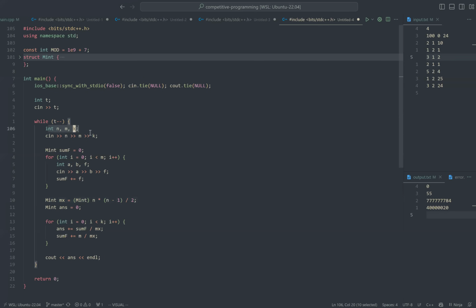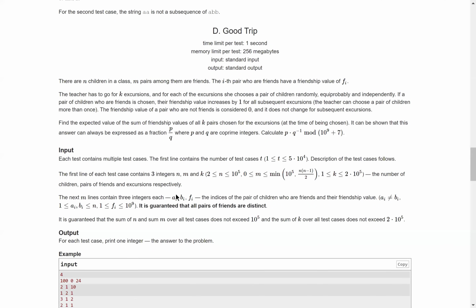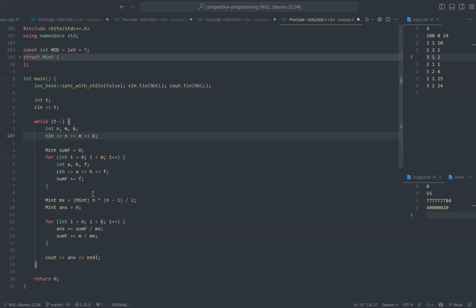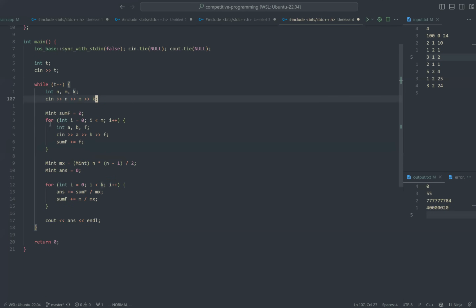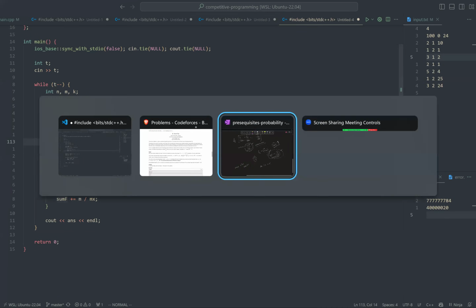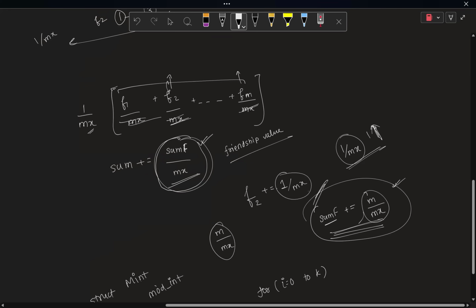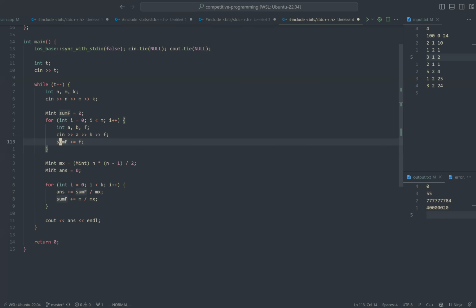So for every test case, I'm taking n, m, and k as input. After that, we have some friend pairs, A, B, and F. But as we discussed earlier, I don't really care which pair it is. I only care about the friendship value. We saw that only the friendship value was contributing, the people were not really contributing. So I will not store A and B and only take care of F. I just find the sum of F over all the test cases, because I only cared about the sum of F, not even the exact friend values.